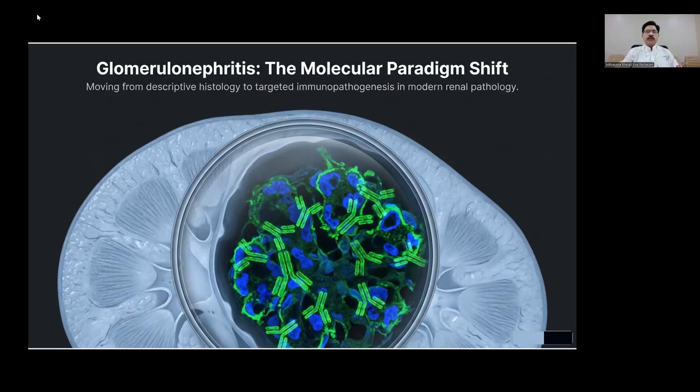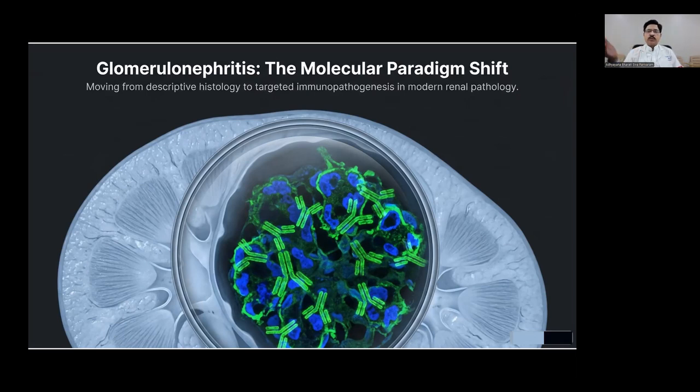A lot of things have changed in glomerulonephritis in the last few years, the last 5-10 years. Most important, there is a molecular paradigm change that has occurred in glomerulonephritis. All of you should understand this molecular shift. The most important part of the change is moving from descriptive histology to targeted immunopathogenesis in modern renal pathology.